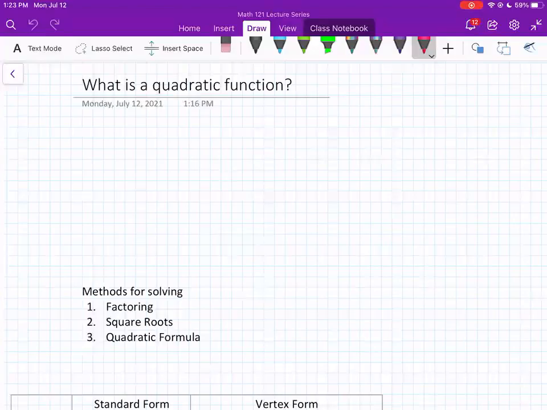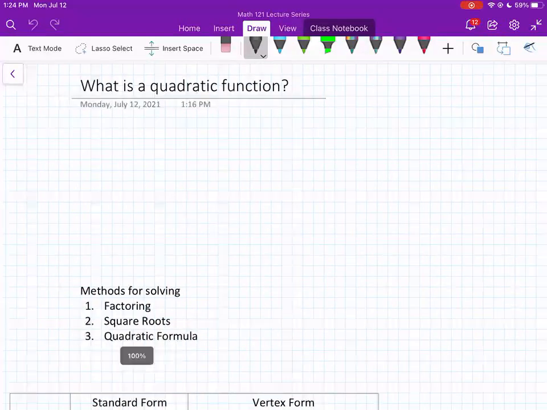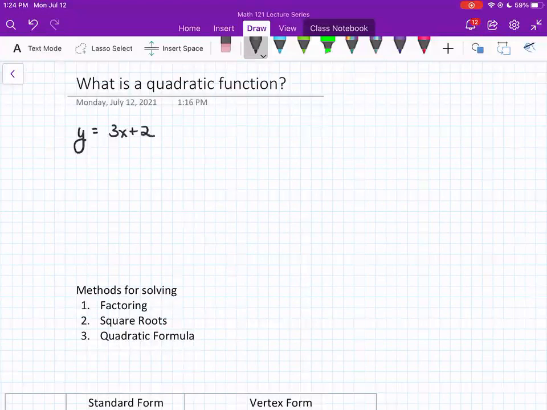In our last module, we looked at linear functions or first degree equations, such as y equals 3x plus 2 when it was in slope-intercept form, or something like 2x plus 5y equals 7 when it was in standard form. And with those, we found the x-intercepts by plugging in 0 for y, or we found the y-intercepts by plugging in 0 for x. Notice in both of these, the exponent for the x is a value of 1. It is a first degree equation.